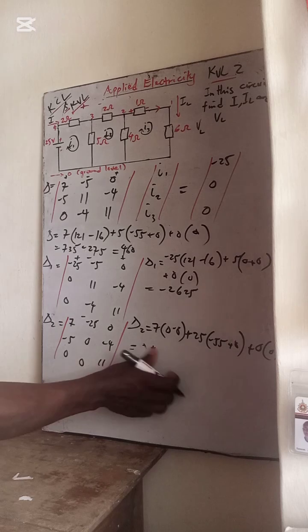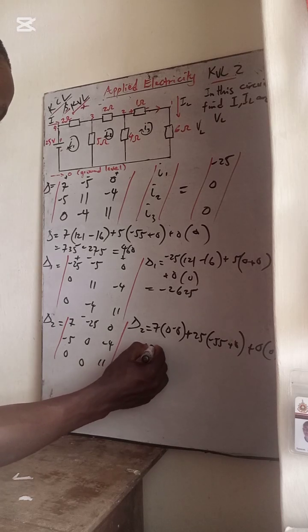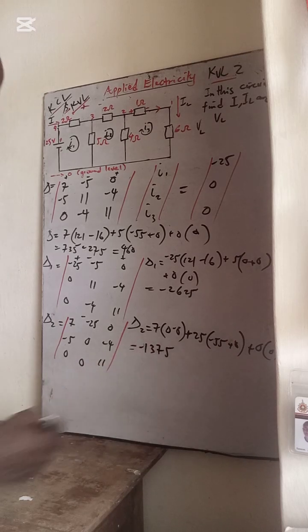Then plus, let's solve this: minus 55 multiplied by 25, that is minus 1375. Let's go for the last one.